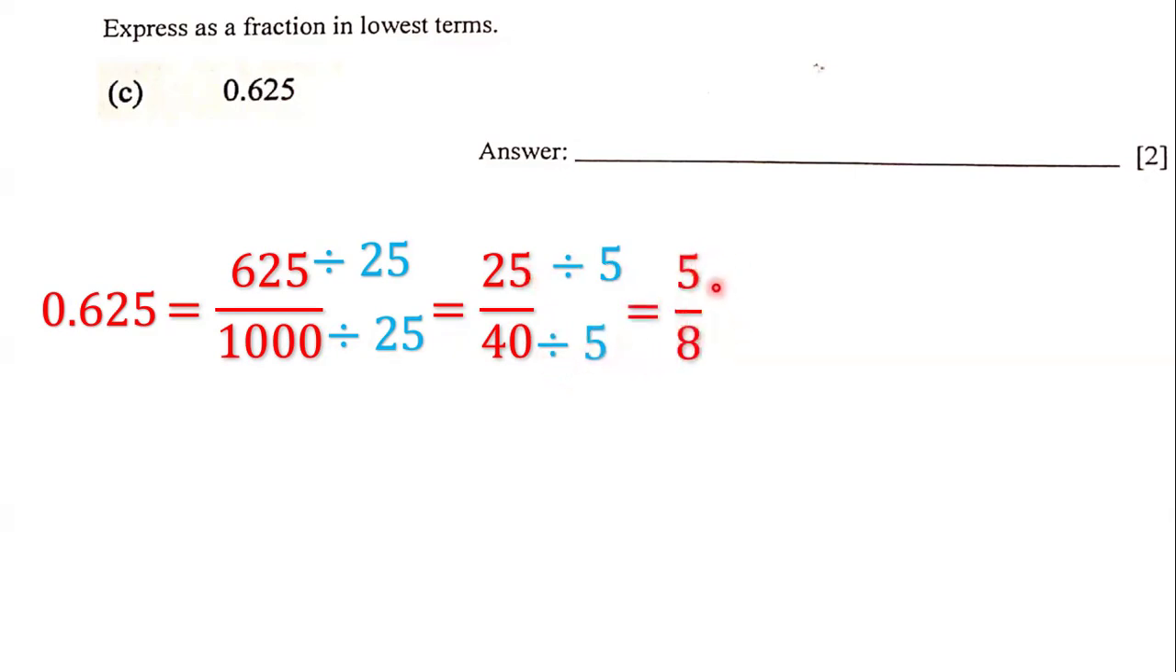This fraction is in its simplest form. It's in its lowest terms. And so we have 5 over 8. So what that means is this decimal, 0.625, written as a fraction in lowest terms, is definitely 5 over 8. And that's the answer to this question.